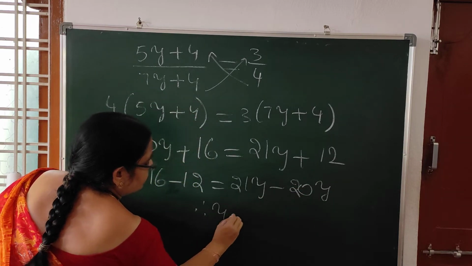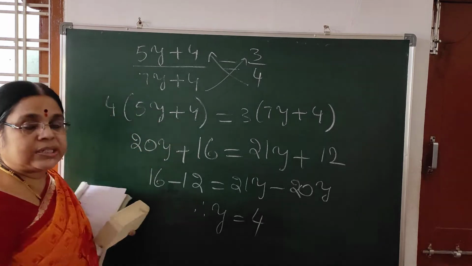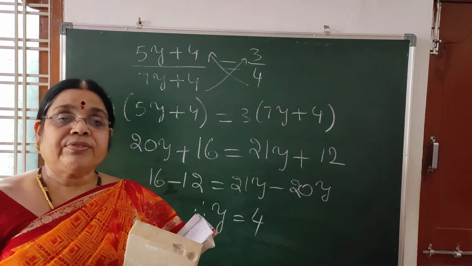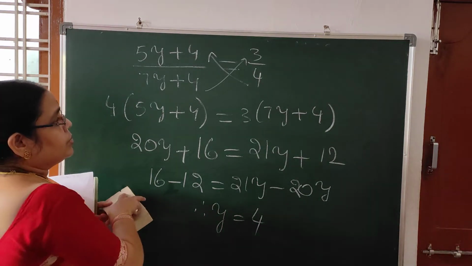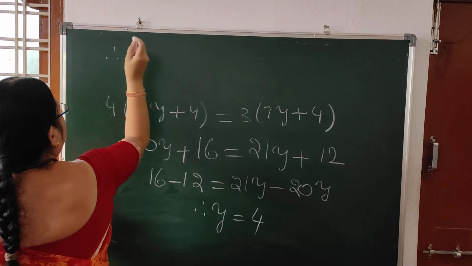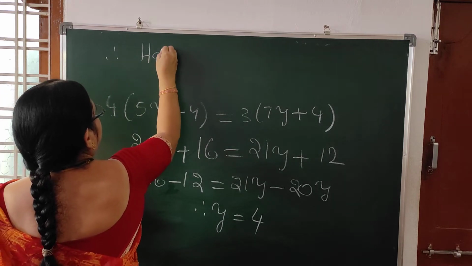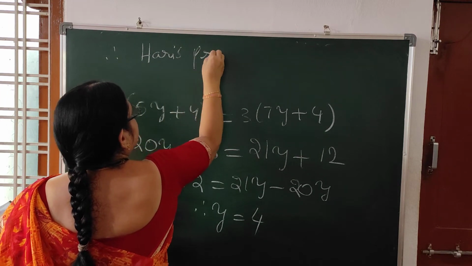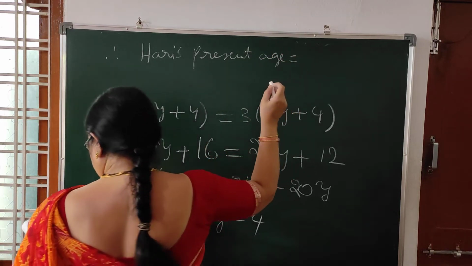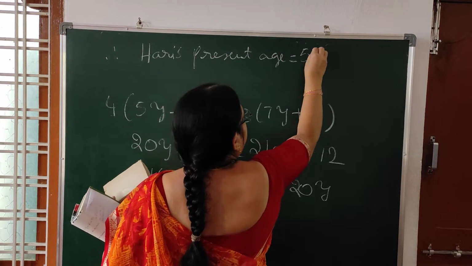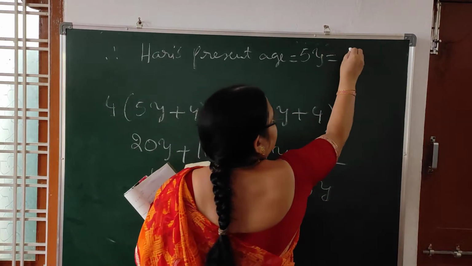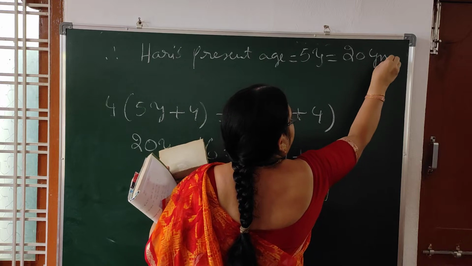Therefore, y is equal to how much? 4. 16 minus 12 is 4. What are you asked to find in the question? Find their present ages. So, therefore, their present ages are what? Hari's present age is how much? Present age is 5y. So, y is equal to how much we got? 4. So, 5 fours are 20 years.